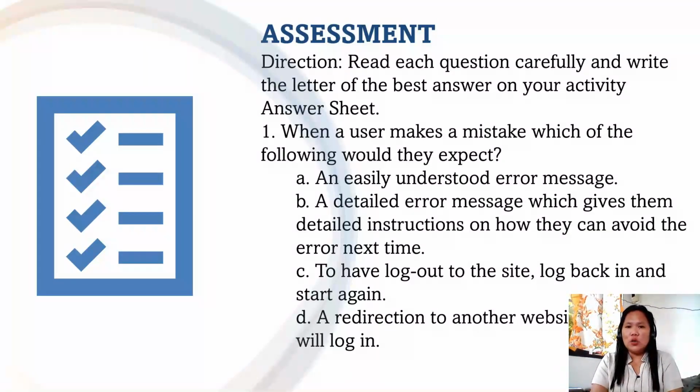Let's proceed with the last part of our lesson, which is the assessment. Direction: read each question carefully and write the letter of the best answer on your activity answer sheet. Number 1, when a user makes a mistake, which of the following would they expect? A. An easily understood error message. B. A detailed error message which gives them detailed instructions on how they can avoid the error next time. C. To be logged out of the site, log back in and start again. Letter D. A redirection to another website where you will log in.